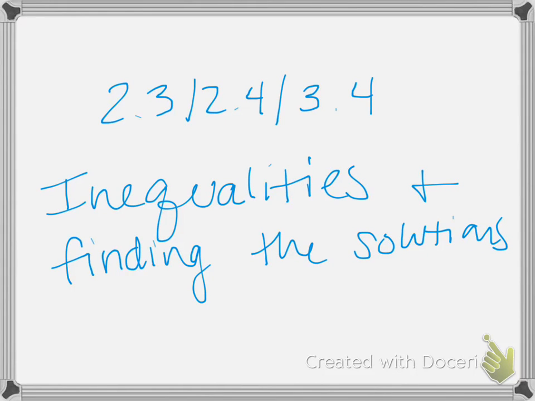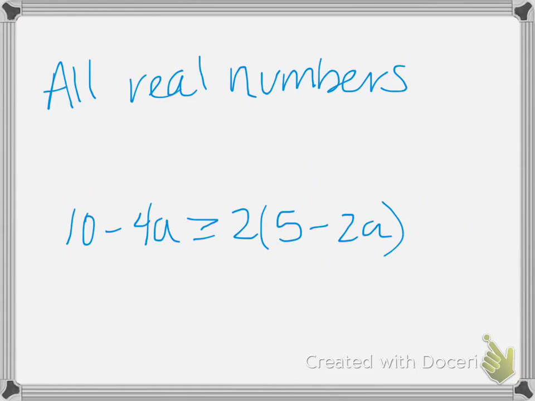So this video is 232434, inequalities and finding the different solutions. When we're talking about all real numbers, this can be written as all real numbers as well. You have a line, and then to the left of it, you're going to draw your R. If I'm talking about all real numbers, that means 1, 2, 3, 4, all real numbers that exist. So let's go ahead and solve this.